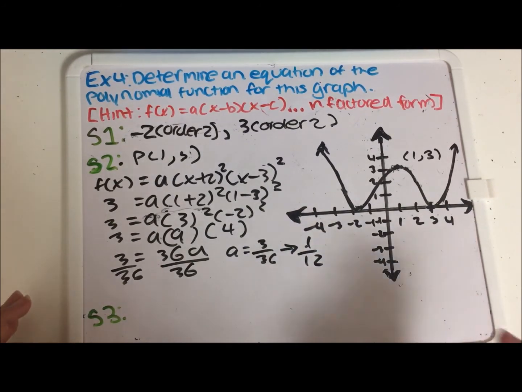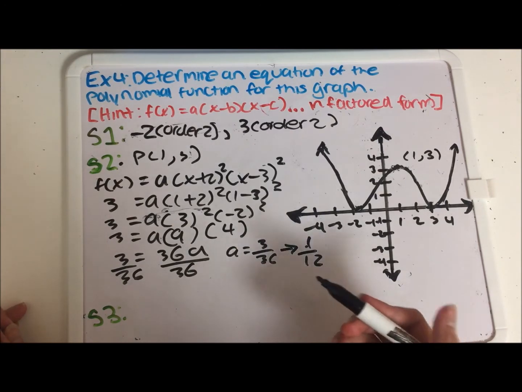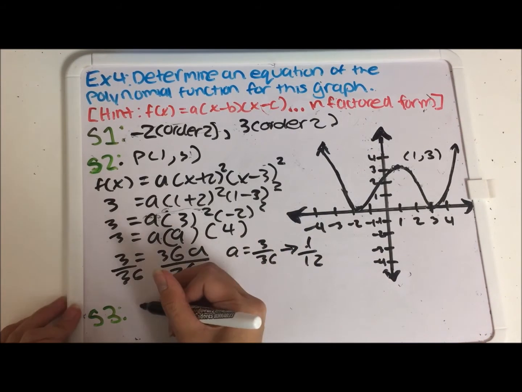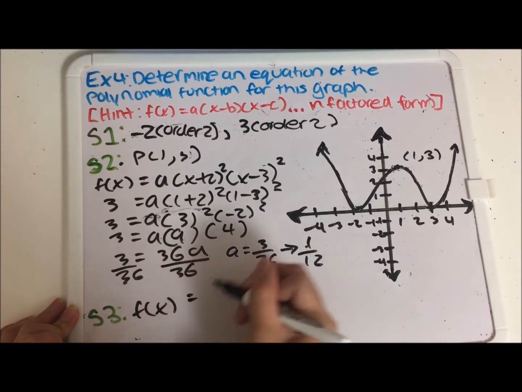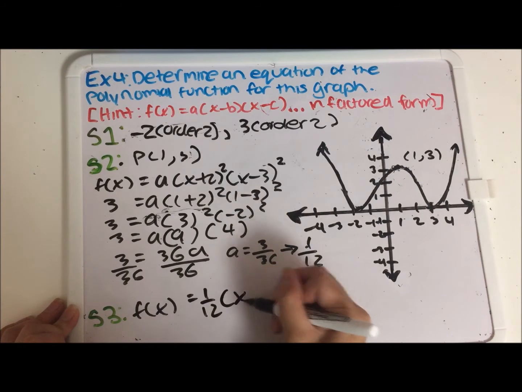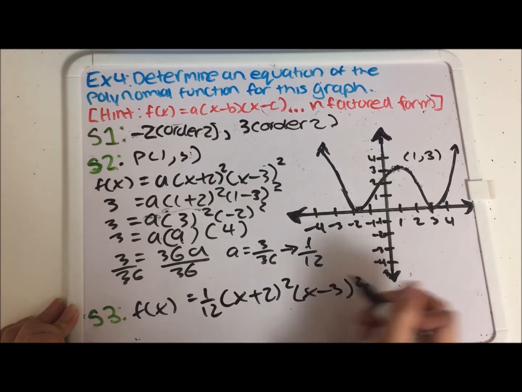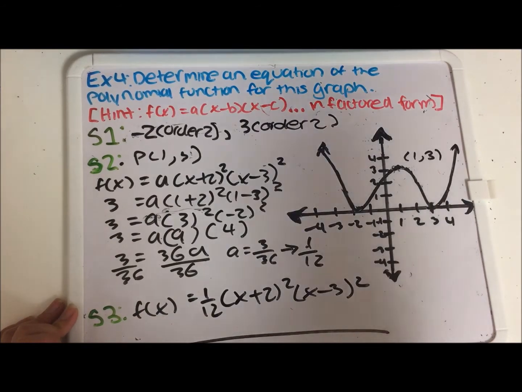Now, the third step is the easy one. All you have to do is write the equation in factored form using its zeros and a value. So f of x equals the a value, which you found, and then the zeros: 1 over 12 times x plus 2 squared times x minus 3 squared. And this is your equation.